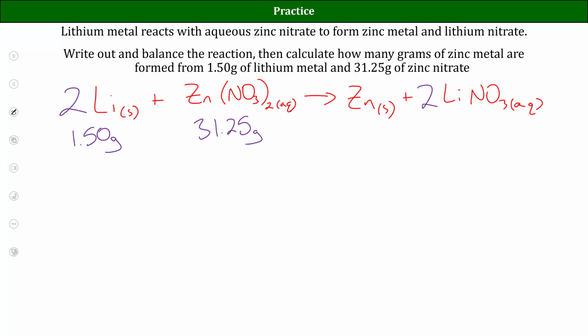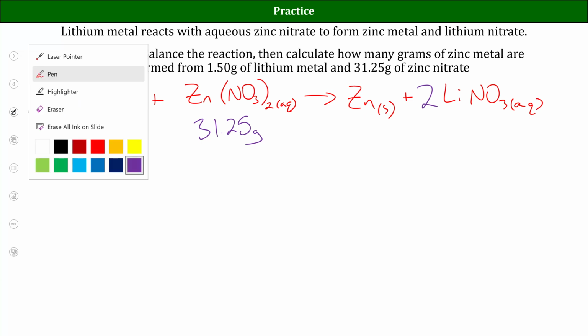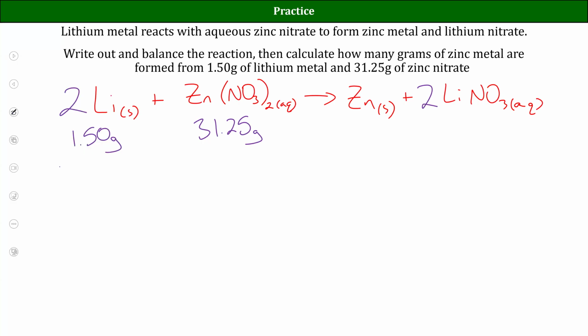So if we use molecular weights, lithium's molecular weight's about 6, so this is going to be about 1/4 of a mole. And zinc nitrate's a lot larger molecule. Who can give me my moles for lithium? 0.216. Oh, lithium's got a 7, not 6. That makes more sense. And then zinc nitrate.